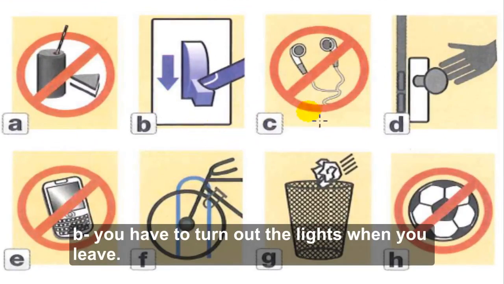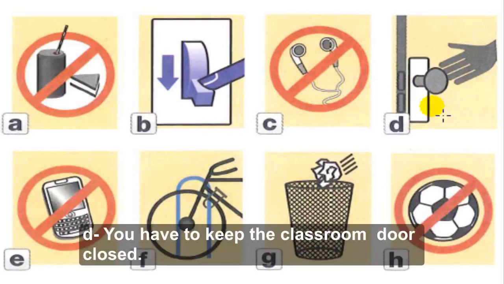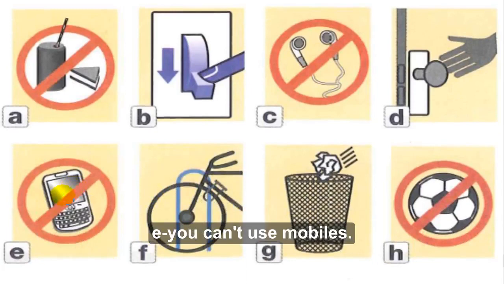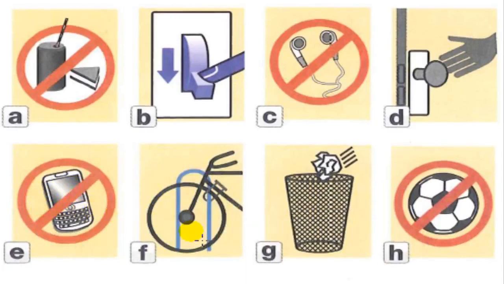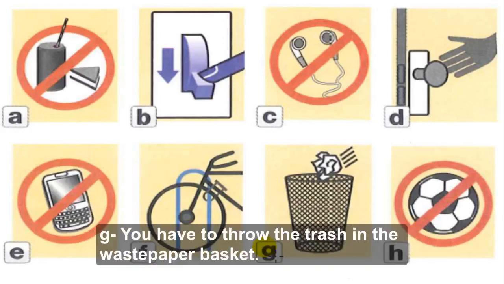C. You can't listen to music in the classroom. D. You have to keep the classroom door closed. E. You can't use mobiles. F. You can lock your bikes in the bike rack. G. You have to throw all trash in the waste paper basket.